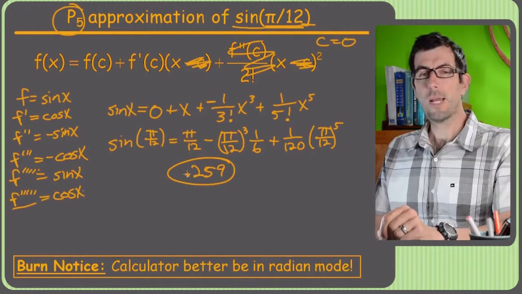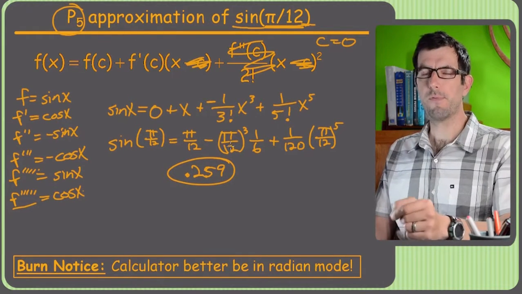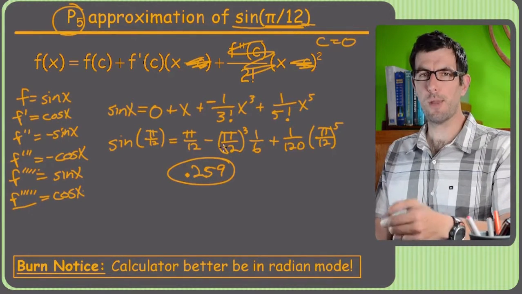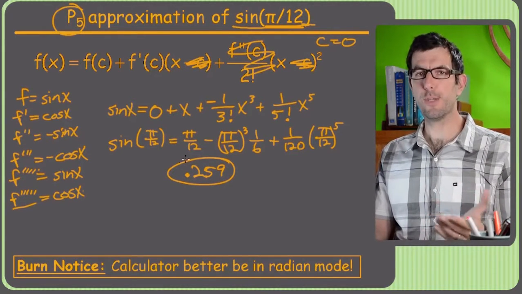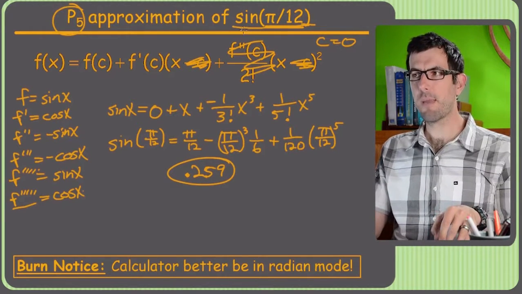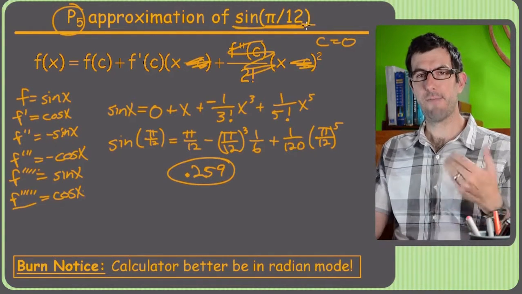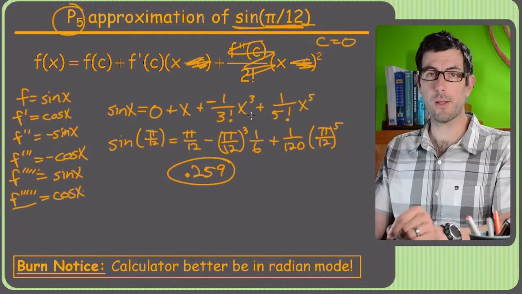Why is that? You know what? You don't actually have to have it in radian mode for this particular problem, but usually what happens on these problems is you'll want to type in the actual value to see how close you were, because a good way to check your answer is to type in sine of pi over 12 to your calculator and find out what the actual sine is, and just make sure your approximation is very close to that.